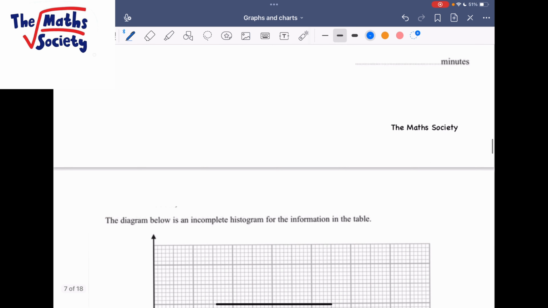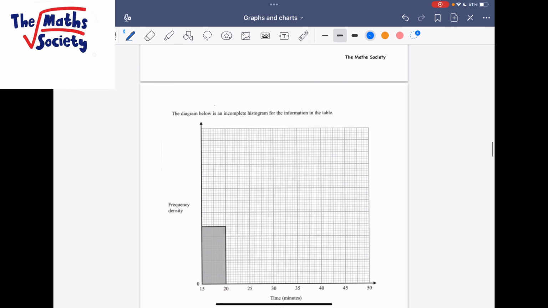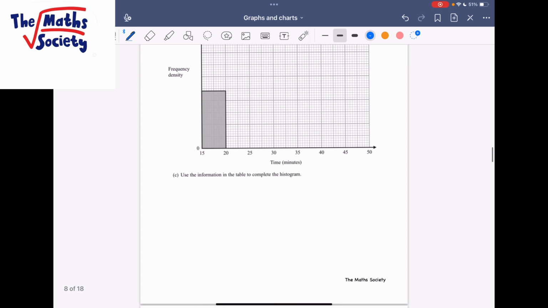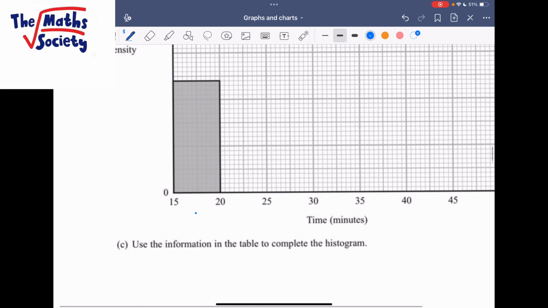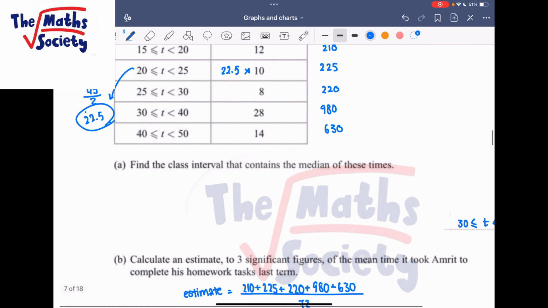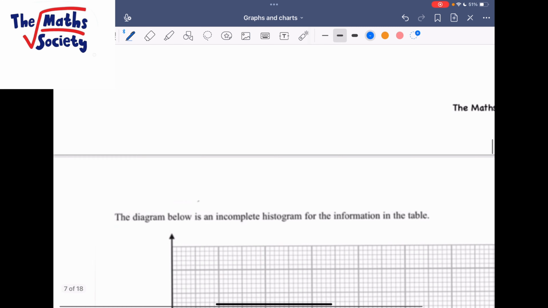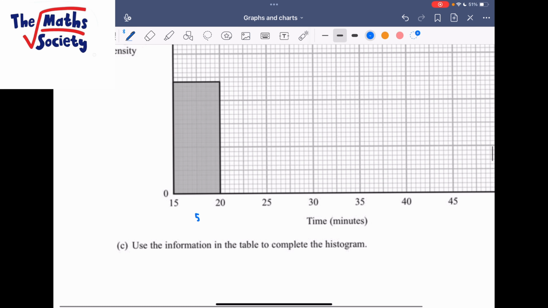And then the other part: the diagram below shows an incomplete histogram for the information in the table. So now we need to draw a diagram for this using the frequency density. First of all, they have given 15 to 20. That's a class width of 5. And the frequency for 15 to 20 was 12, so that was 12 divided by 5, which is 2.4.